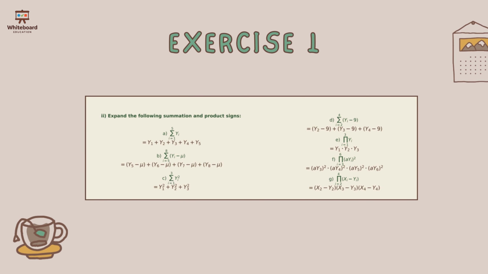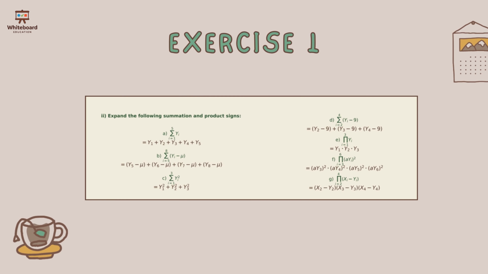Lastly, we have part G, which is the product of x minus y, having lower limit 2 and upper limit 4. So it is expanded as x2 minus y2 multiplied x3 minus y3 multiply x4 minus y4. Here remember x and y both are variables, so they both will have the subscript. I hope you understood this question.